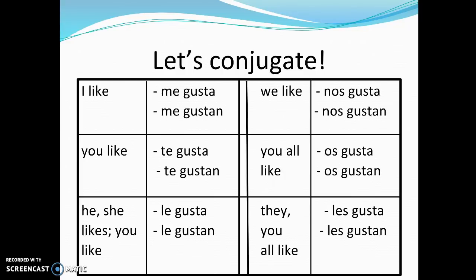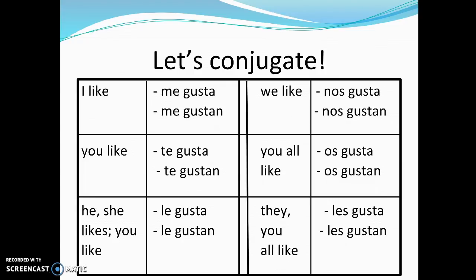Finally, you need to be aware of the conjugations for gustar. You'll notice that there are 2 different ways to say I like. Me gusta, which is the singular form, and me gustan, which is the plural form. You'll also notice that this pattern continues for every other conjugation of gustar. Te gusta is the singular form of you like, talking informally to a friend or someone you know well. Te gustan is the plural form.